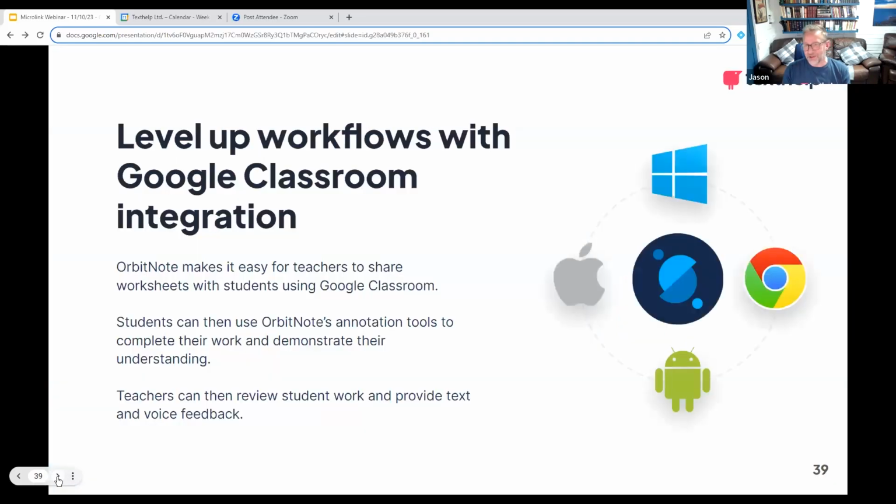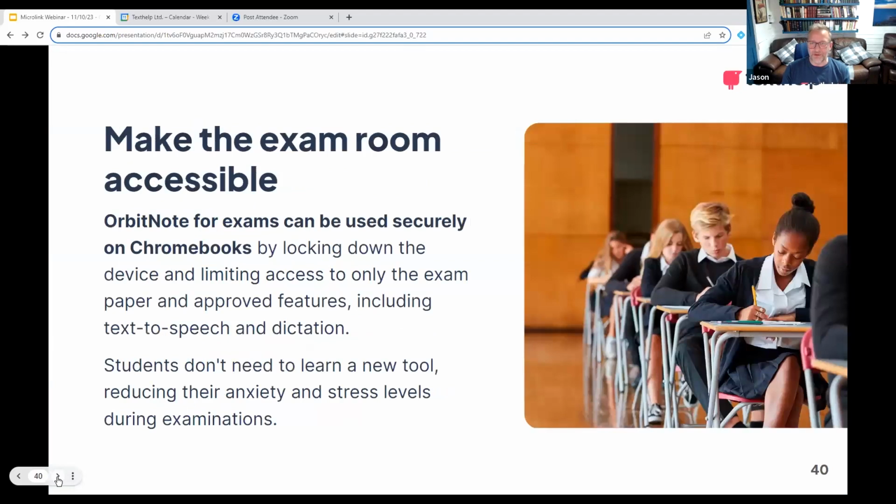Within our Google Classroom integration of that as well, it works seamlessly, and it can just work across the devices when the students are at home, when they're in the classroom, they can engage with PDFs and annotate and complete their work.